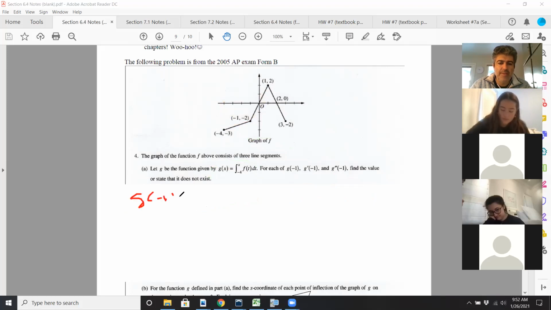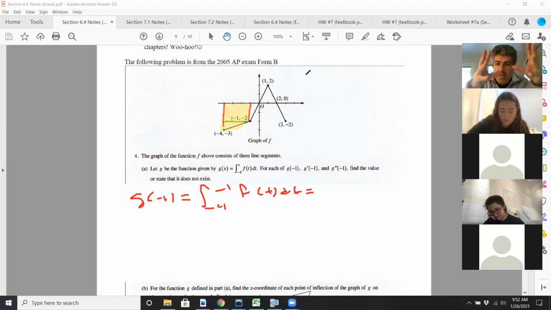G of -1 is from -4 to -1 of f of t dt. So take 2. Okay, so we're going from here to here. So I can now partition this like that, and I'll shade so you know exactly what we're finding. So yeah, tell me what that area is. And it's going to be negative. So someone wouldn't mind sharing in the chat what do you think that area is going to be?